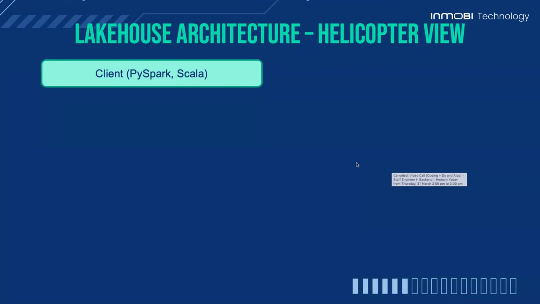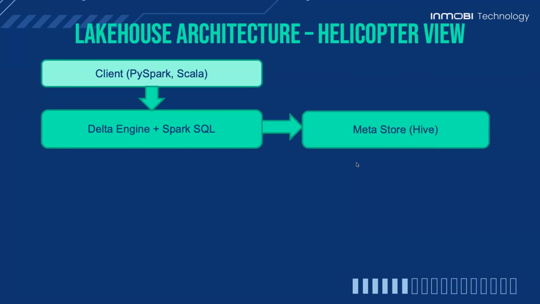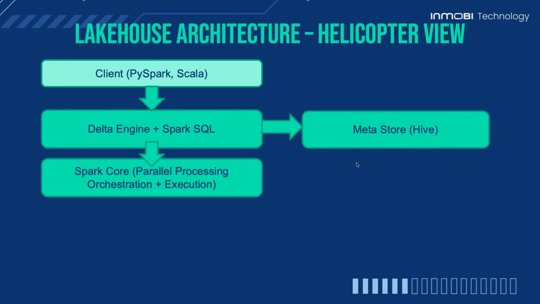So last week when we were discussing the Lakehouse architecture, we concluded on this particular part: a client sends a query, then Delta Engine and Spark SQL do their part. They get the information from the metastore about where the data is located and how it is partitioned, and based on that, they prepare a query plan. Then they divide those tasks to Spark Core, the parallel processing engine.